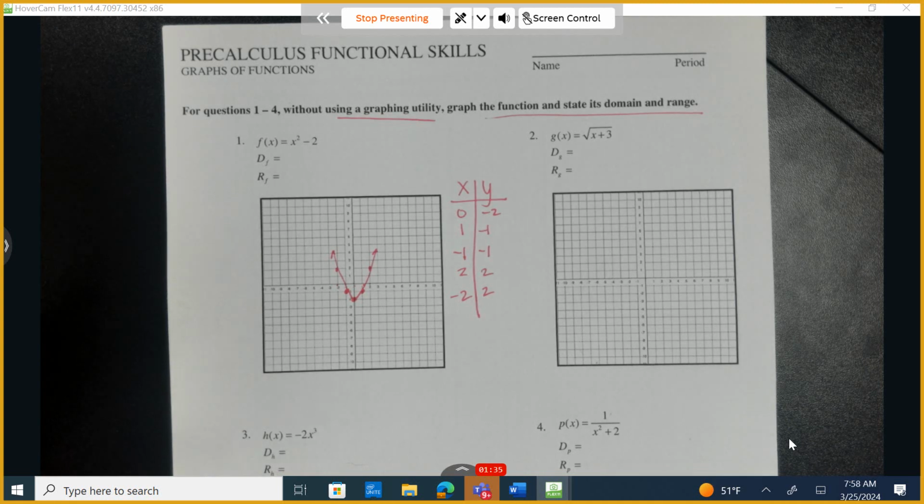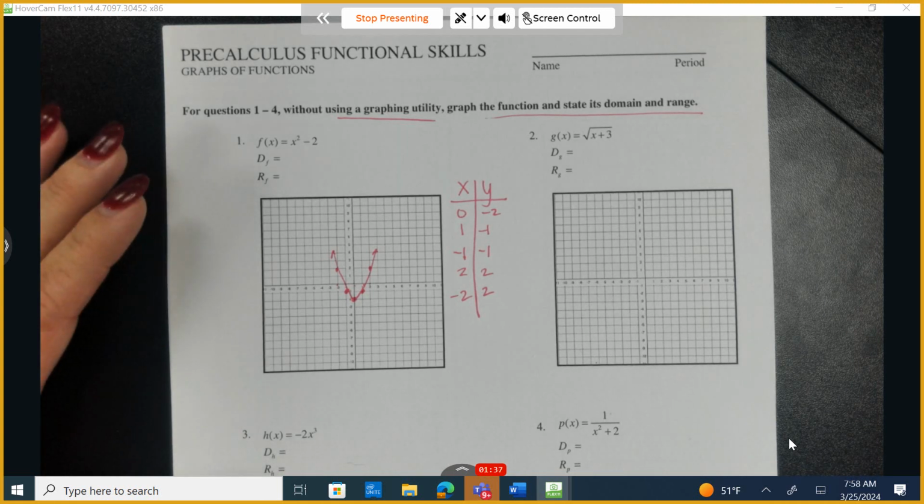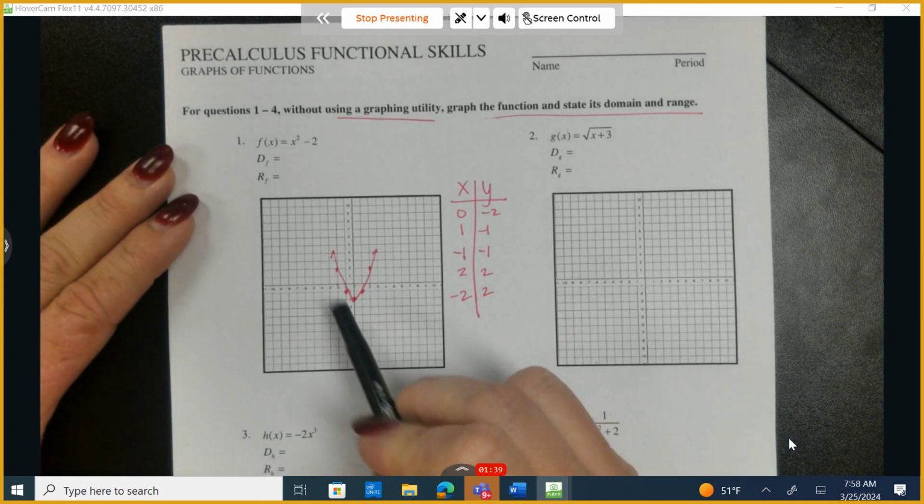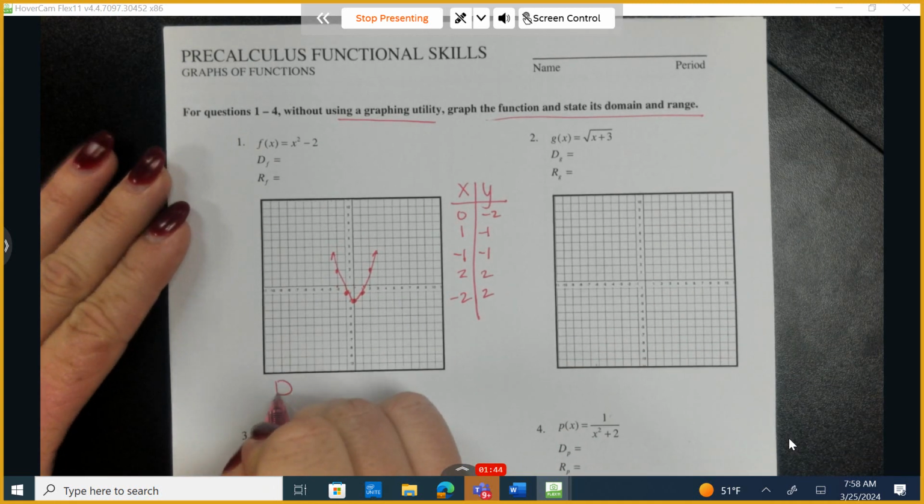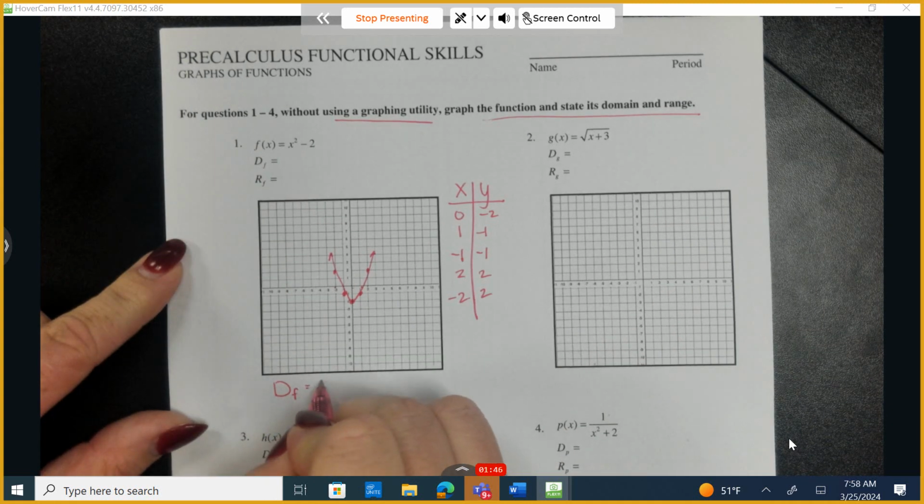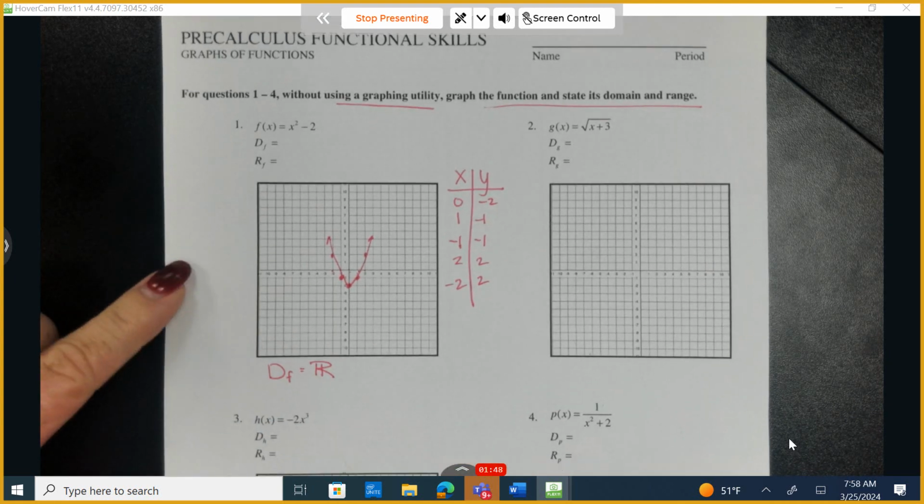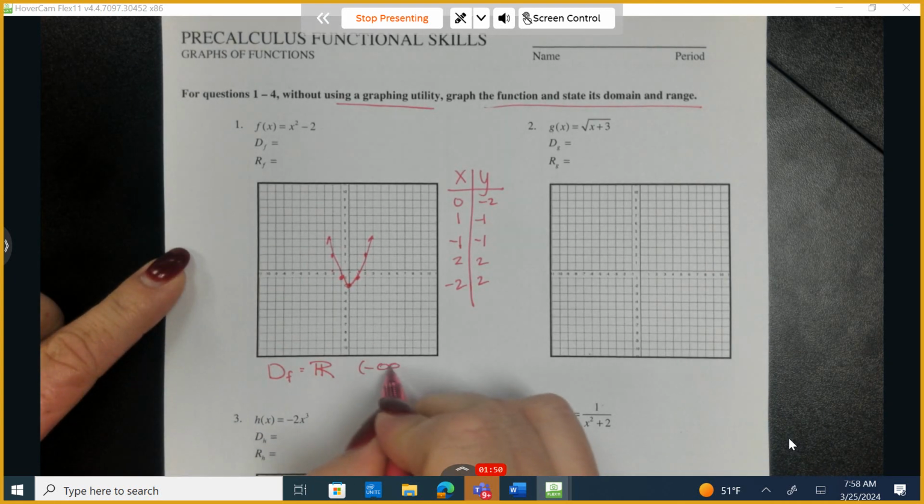All right, so for this right now, we can see that we are not restricted what we plug in for x. So when we think about the domain of function f is equal to all real numbers. Is there another way we could represent it? Yes, it's negative infinity to positive infinity.